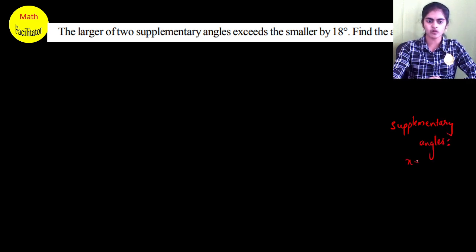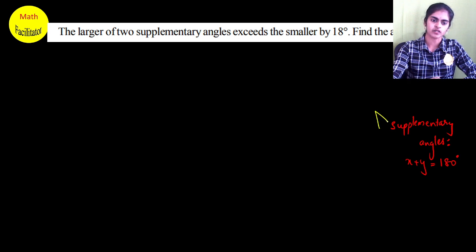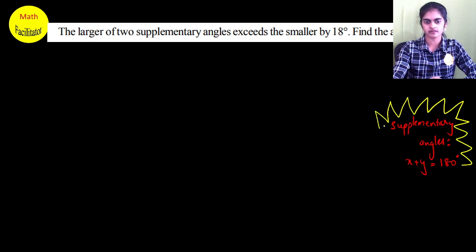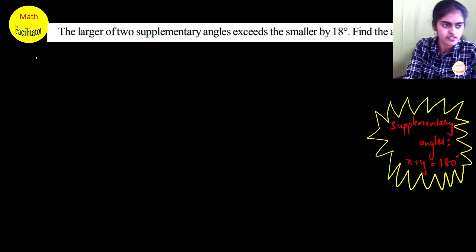Supplementary angles. When I am adding two angles, if the sum is 180, such angles are called supplementary angles. Okay, what are these angles called? Supplementary angles. The sum of two angles is 180.